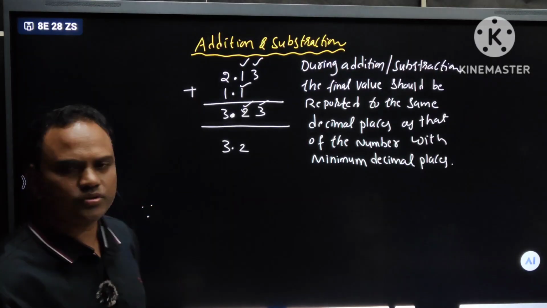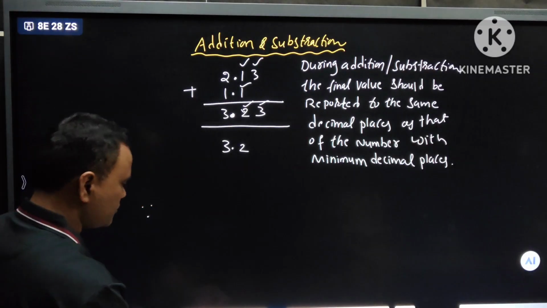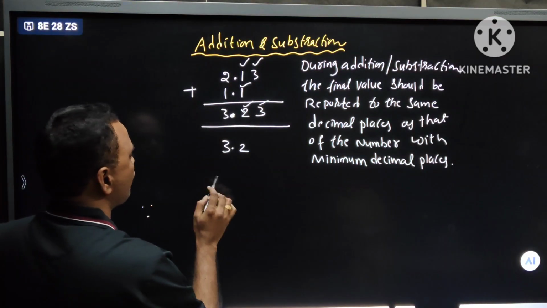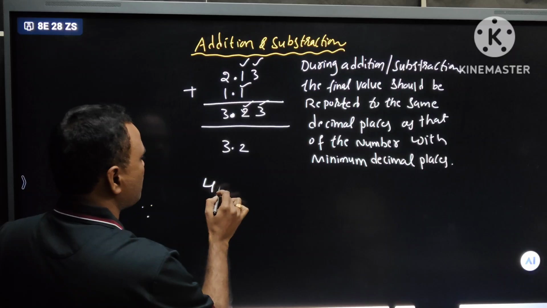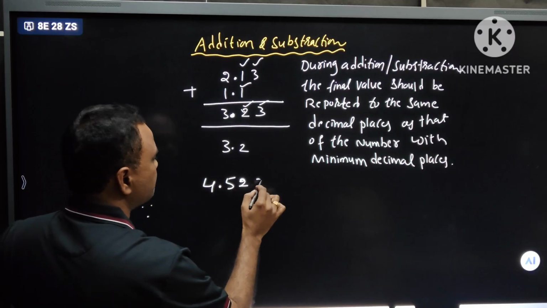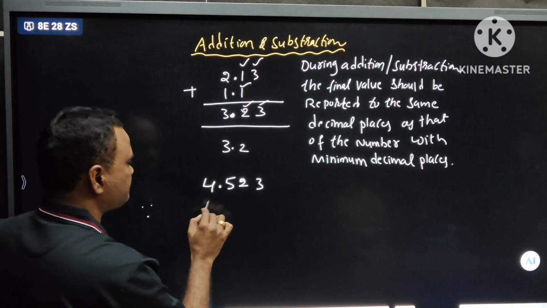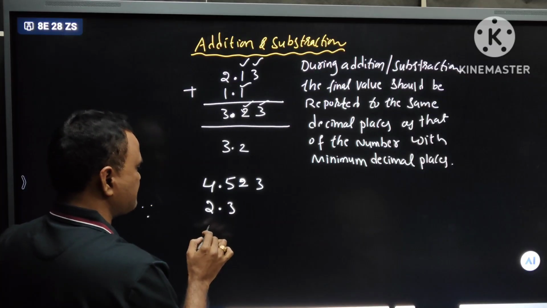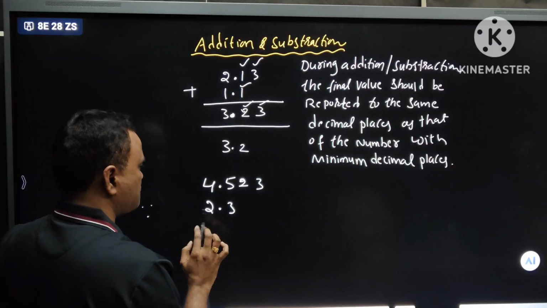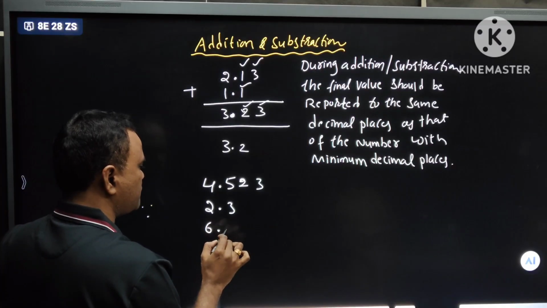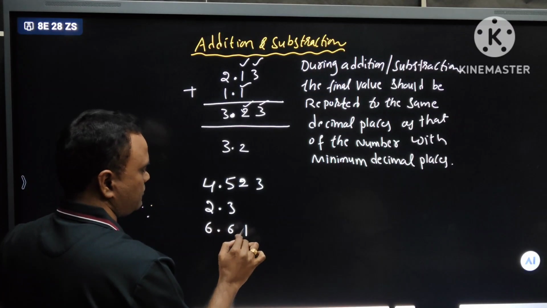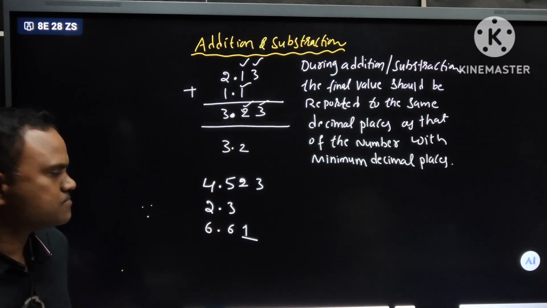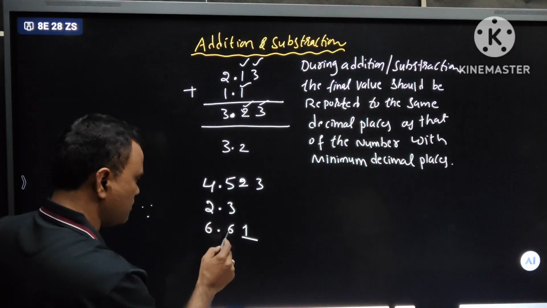I'll give you one example. Try. Online students, try and tell me. .523, 2.3, 6.61. Or 6.21, I'll tell you.